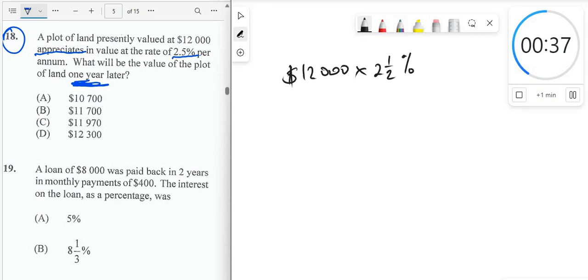So let's see how we can do this. Find 2.5%. Well, we can find 2%, then find 0.5%. All right, but let's look at 12,000. For 2%, we can find 1% first. What's 1%?